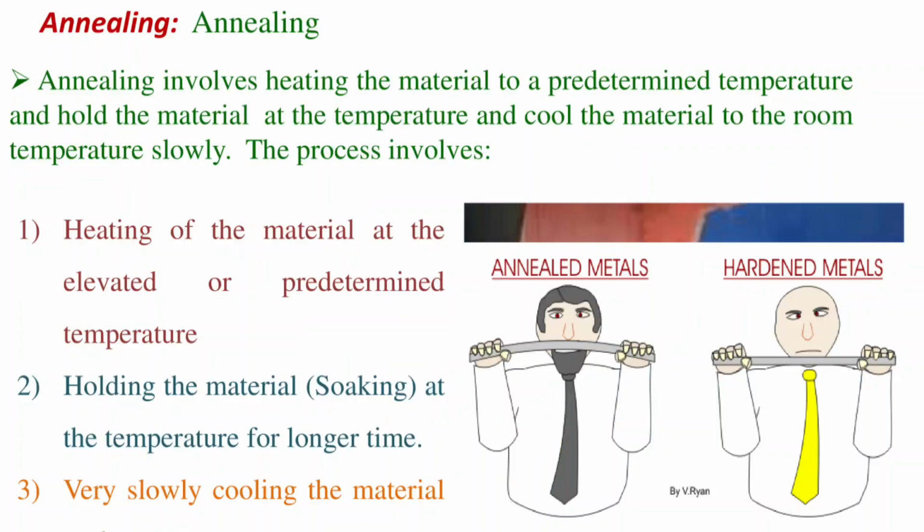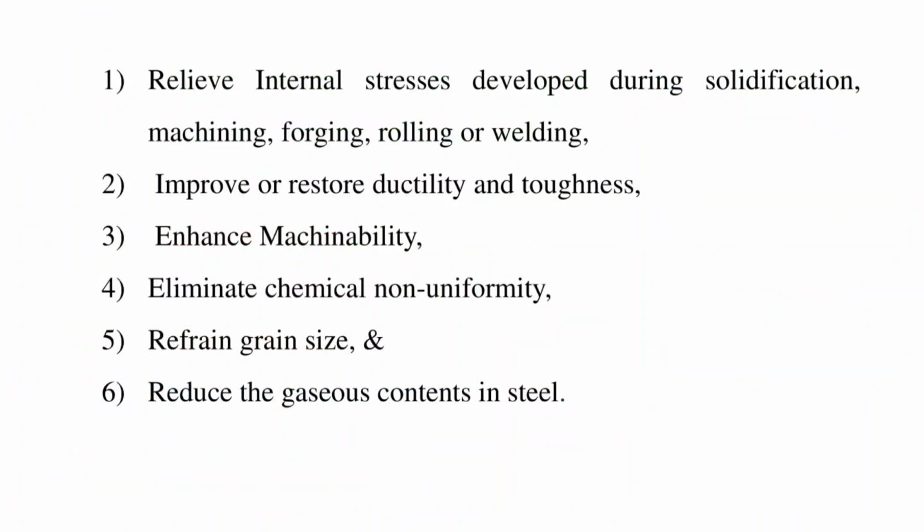If we see the annealing process, it is the same three-step process. One is heating, another is holding at a particular temperature, and then we cool. The material is heated above the critical temperature, held for a particular time, and then slowly cooled. By this annealing process, we can relieve internal stresses. These stresses form from solidification, machining, forging, and this kind of process. We can relieve the stresses and improve ductility and toughness, since it is a softening process. With softened materials, the machining process is also easy. It can eliminate some chemical non-uniformity, change the grain size, and reduce the gaseous contents in steels.